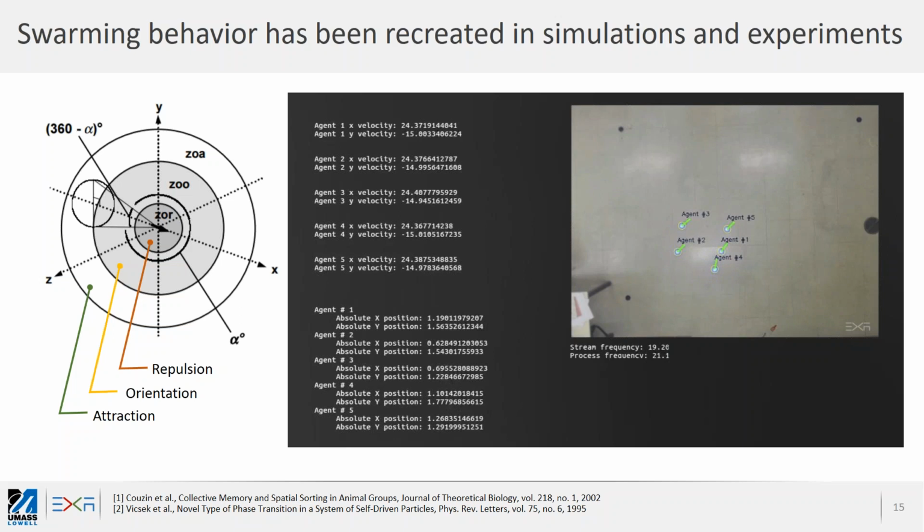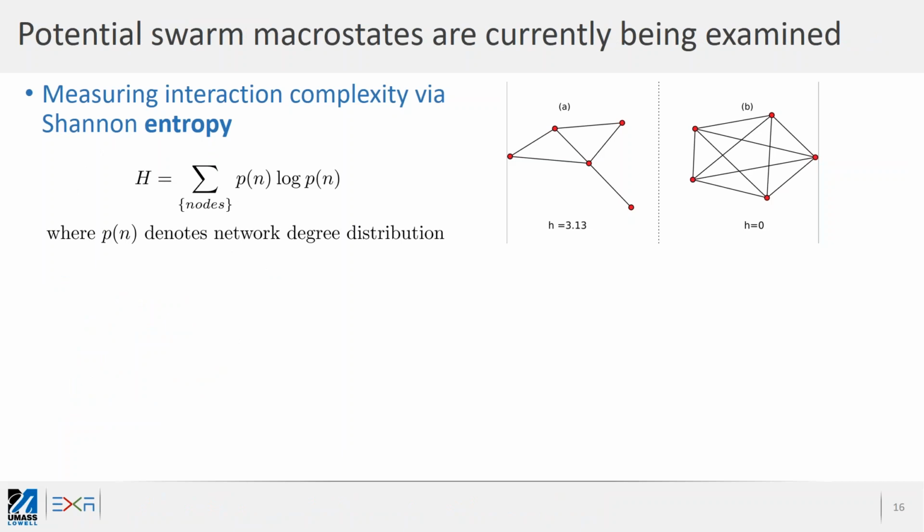Now the key question becomes, how do we get a macro state estimation, a variable that describes this behavior? And for that, we have essentially started to look at the interaction complexity. So there is a network. On the right, you see two images, A and B. Let's say these are 5 robots, and they might be in different zones, and their communication network is essentially shown. And we use Shannon entropy, which essentially is being used in the context of coming up with the entropy of the network itself to figure out what the macro state is.